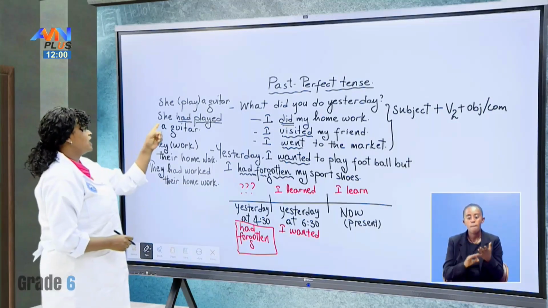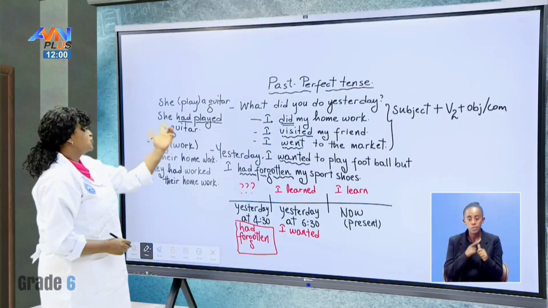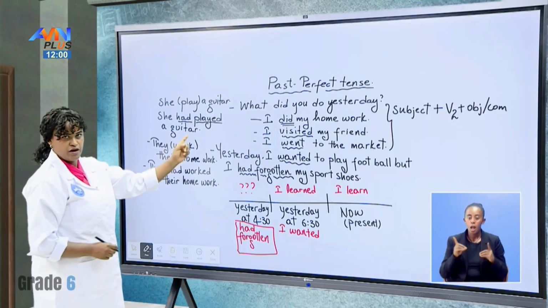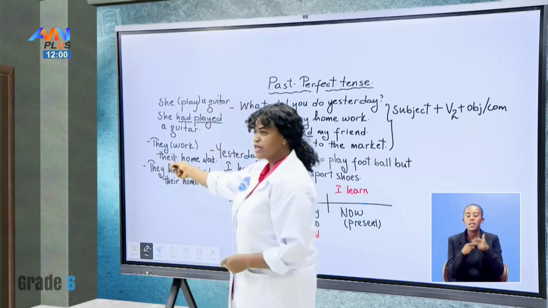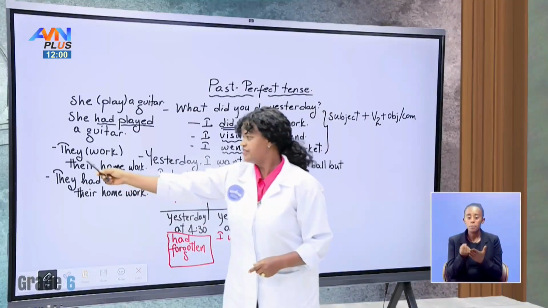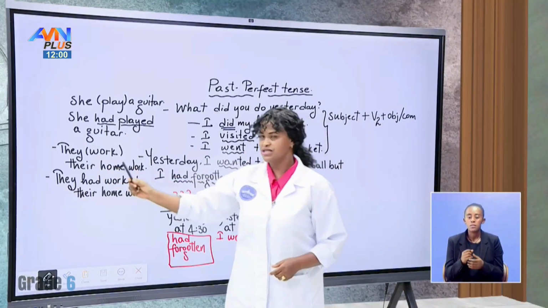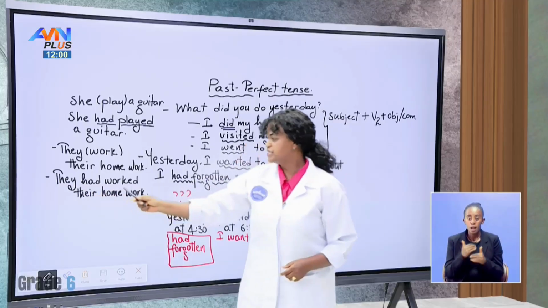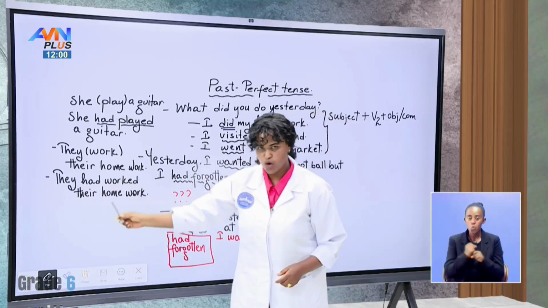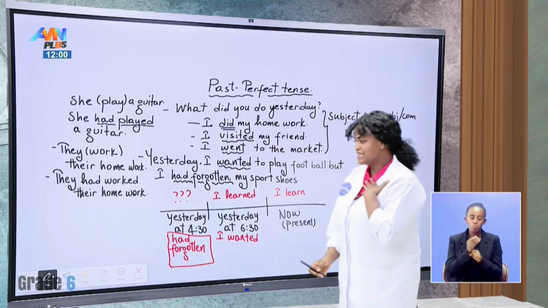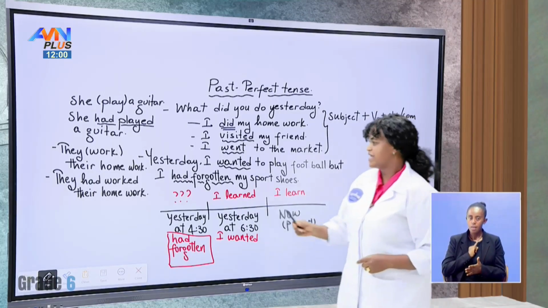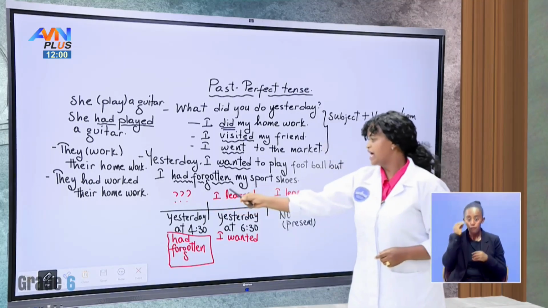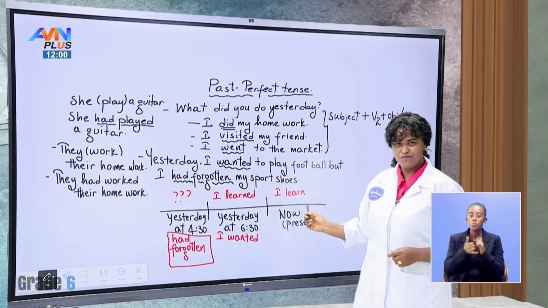The first one with a singular subject, she had played a guitar. And the second one with a plural subject, they work their homework. Then how do we do? They had worked their homework. Let's come to my sentence here with a subject I. How do I say? I had forgotten my sports shoes.